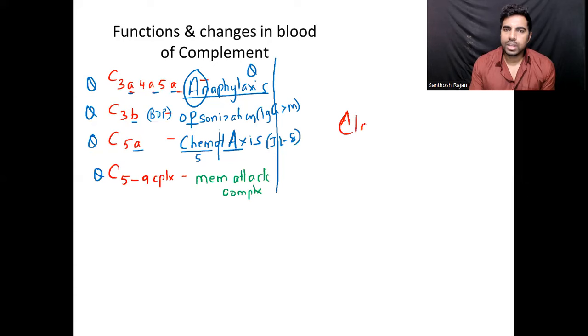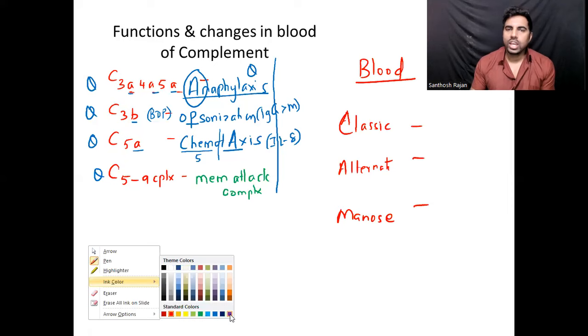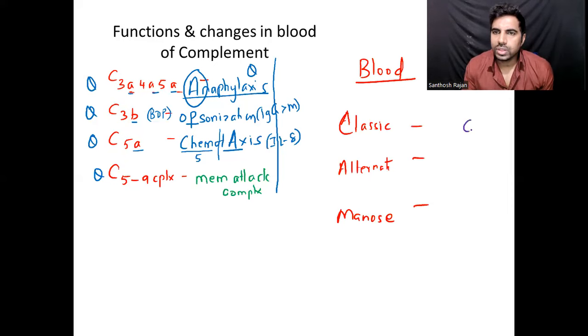Okay. First, classic pathway, alternate pathway, I'm talking about what are the changes that will happen in the blood. In blood, what are the changes when this complement is activated? How to identify? Alternate pathway, another one is your mannose. So as I told you, in all these pathways, the common thing is what we just spoke. In every pathway, C3 and C5 to 9, everything goes down. These commonly decrease in the blood for everything. Okay. For everything. C3, C5 to 9. C3 and C5 to 9.